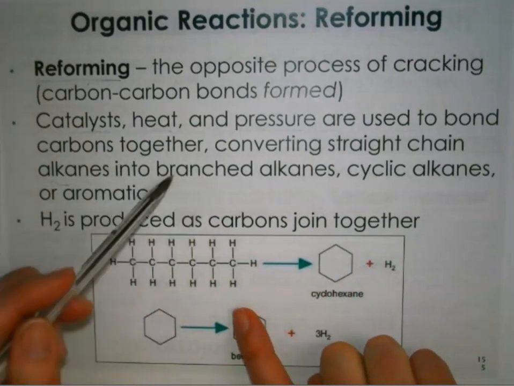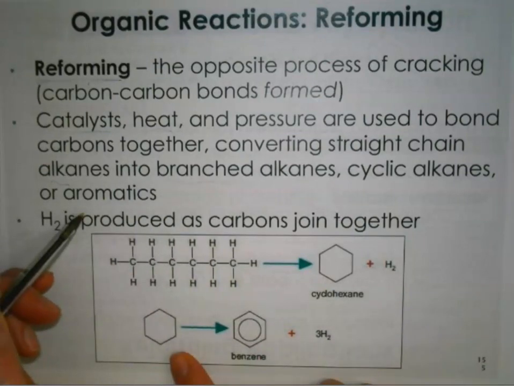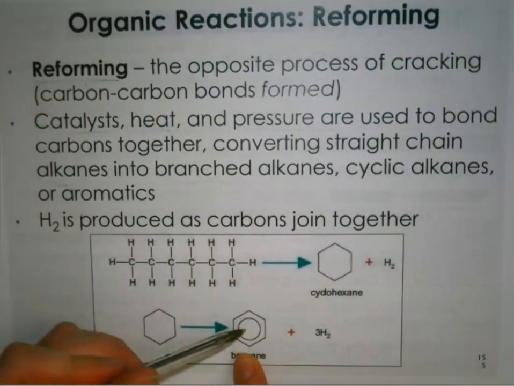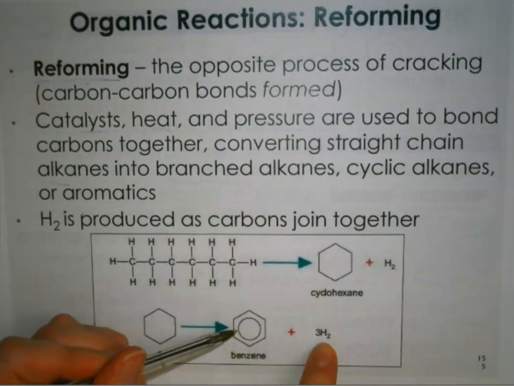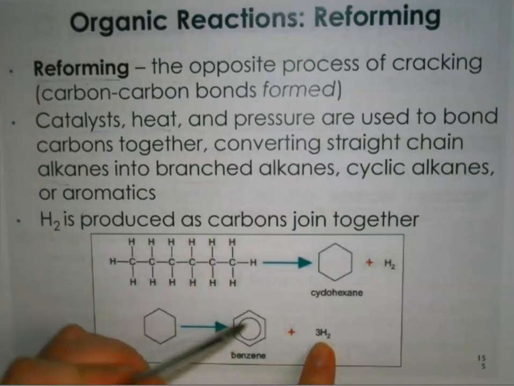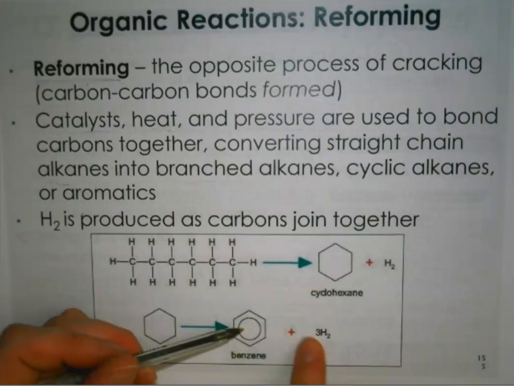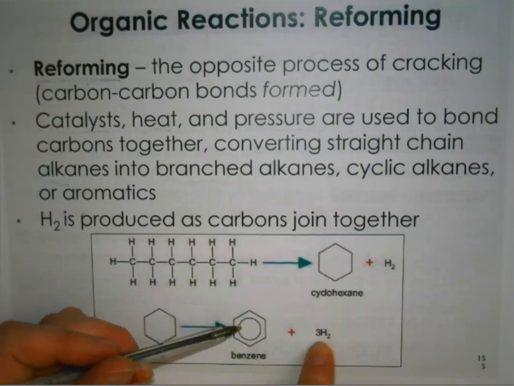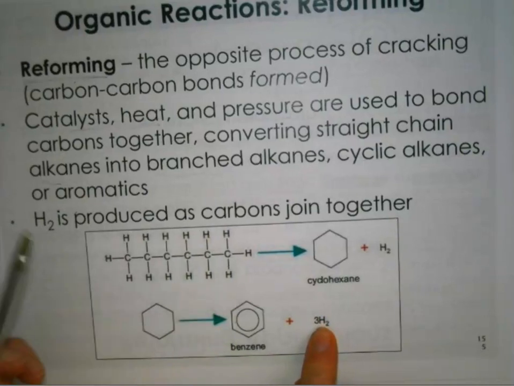You could also have branches being formed, or aromatics in this case, like we see a cyclic alkane being converted into benzene. And so again, what we see is more bonds being formed between the carbons, which is going to kick off hydrogens. And so we see that happening here. Remember, with benzene, we typically think of it as having three double bonds that alternate. And so that's going to leave us with basically three pairs of hydrogens that would have had to be kicked off in order to form those three double bonds. Okay.